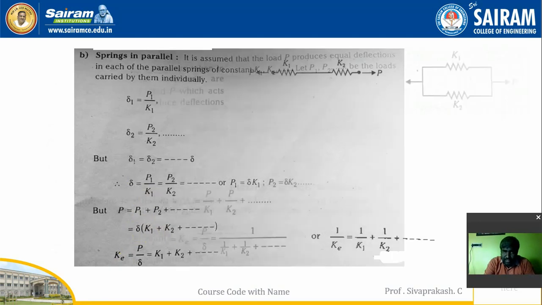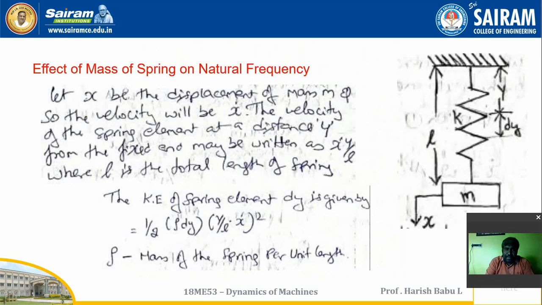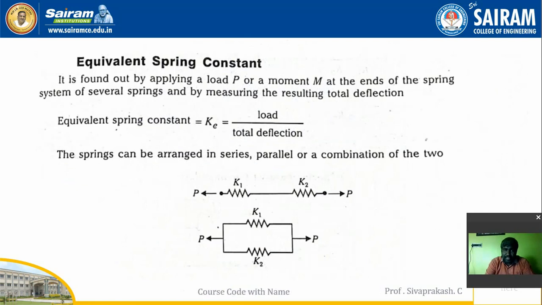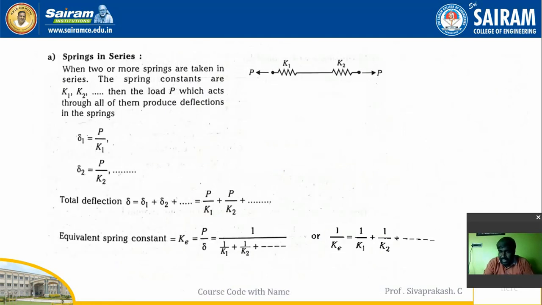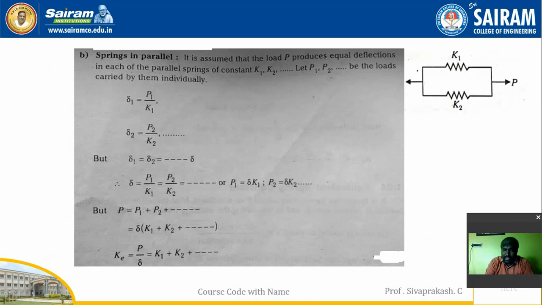Just reviewing the things. When you go for the mass of the spring, the mass ms will be added when you consider the spring mass. That is nothing but rho into L, where rho is the density and L is the length. The next topic we discussed is the equivalent spring system. When connected in series, 1 by Ke equals 1 by K1 plus 1 by K2 plus 1 by K3, and so on. When connected in parallel, Ke equals K1 plus K2 plus K3. In the next video we are going to discuss free damped vibration.